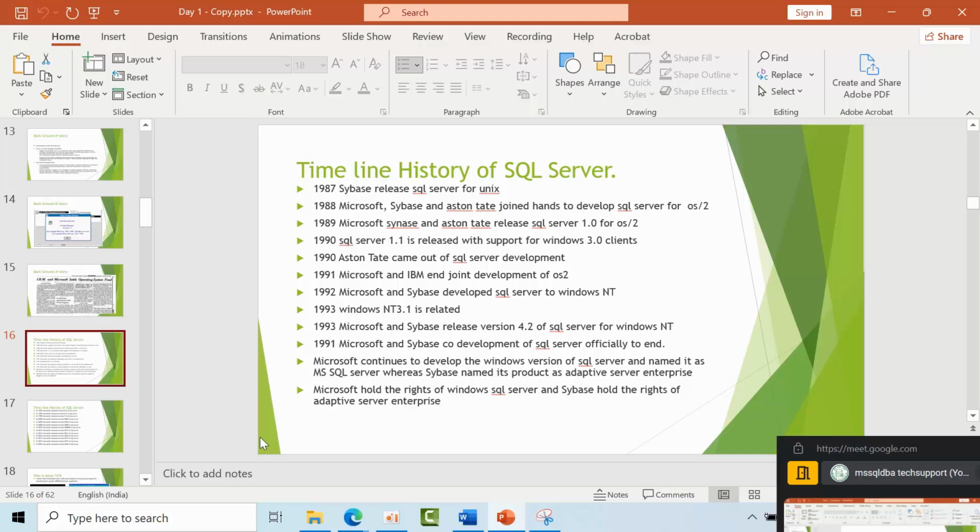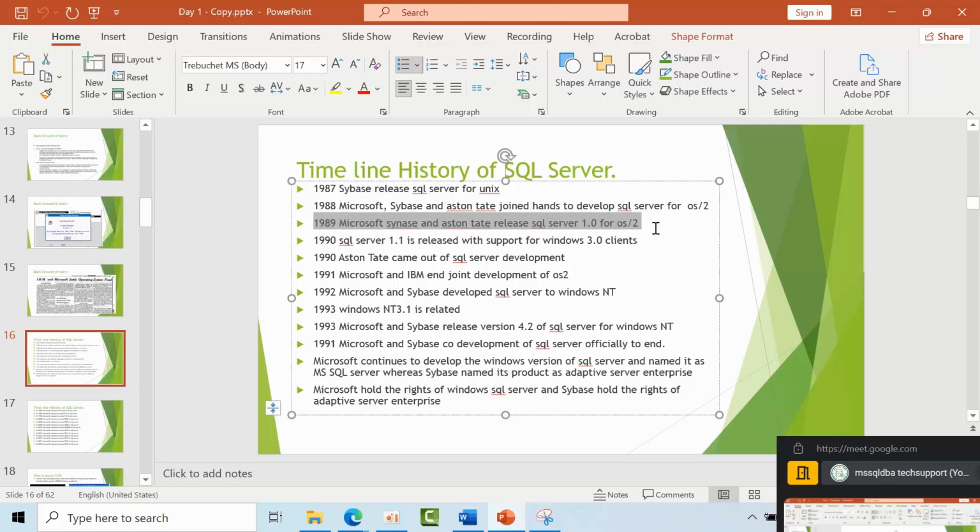In the year 1988, Microsoft, Sybase, and Ashton-Tate joined hands to develop SQL Server for OS/2. Within a span of one year they released SQL Server 1.0 for the operating system OS/2. Later, within the next year, they developed it for Windows as well.